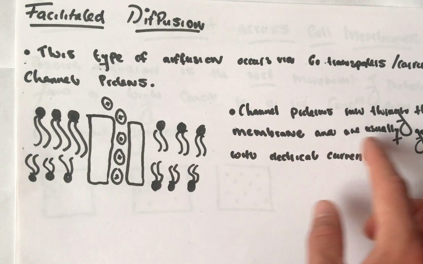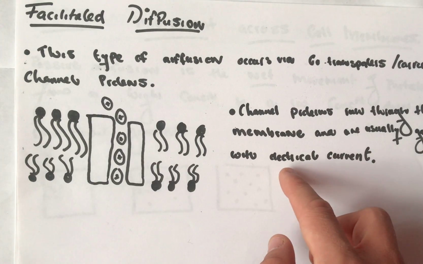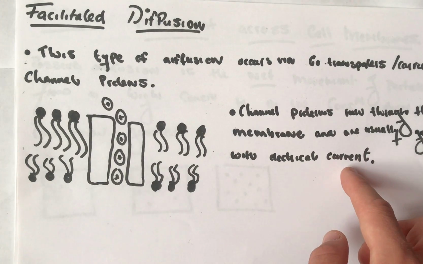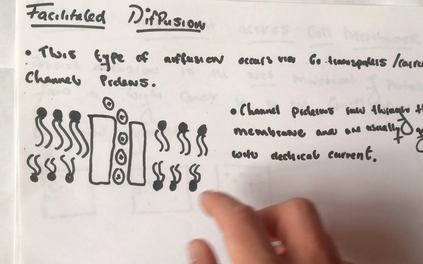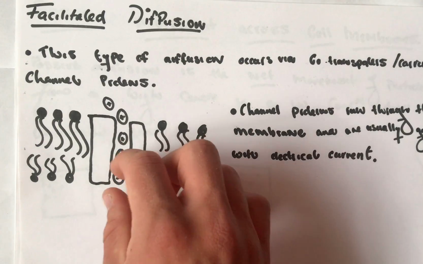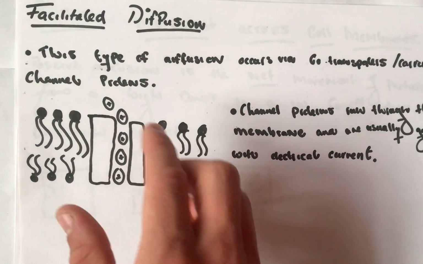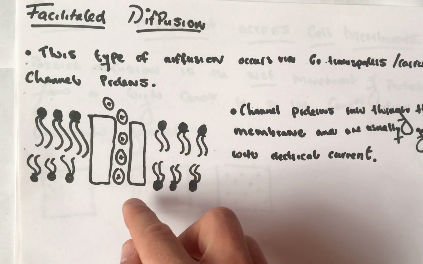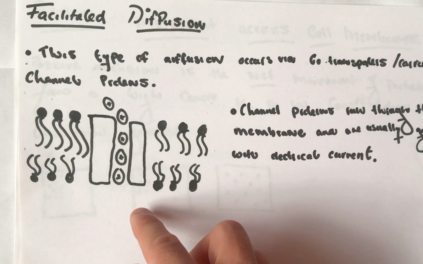Now, these are usually guarded and gated with an electric current, which means that when a voltage is applied, the channel will open and allow the ions or the water-soluble molecules to flow through and across the membrane.